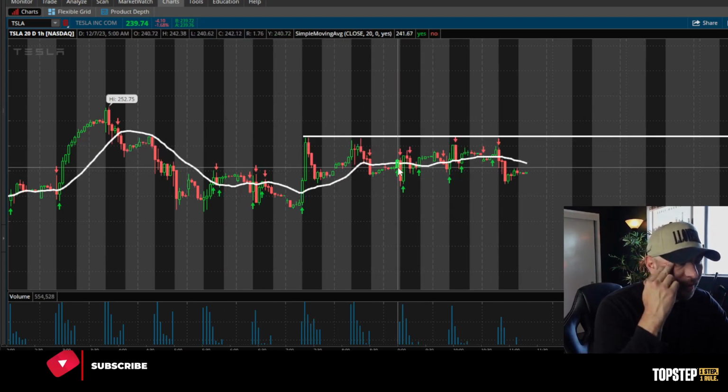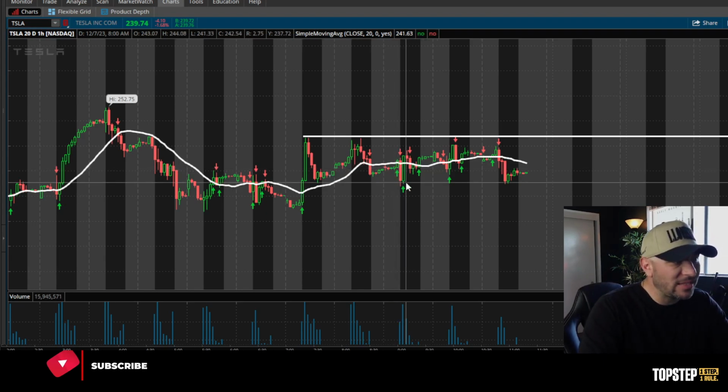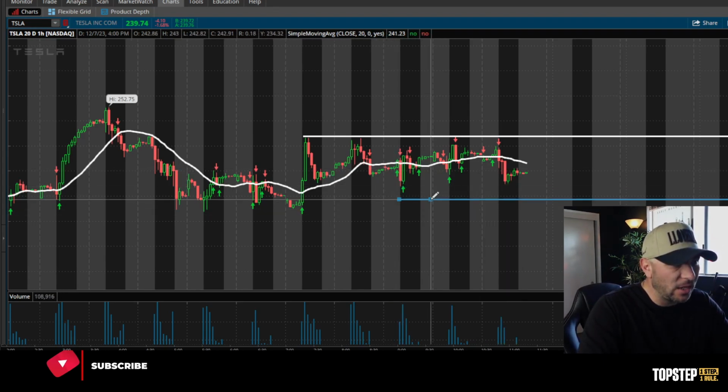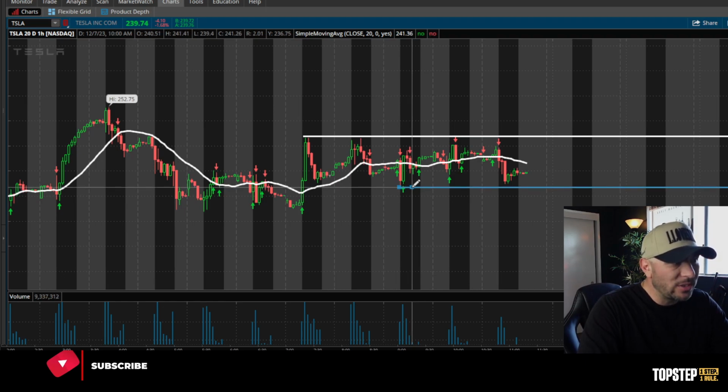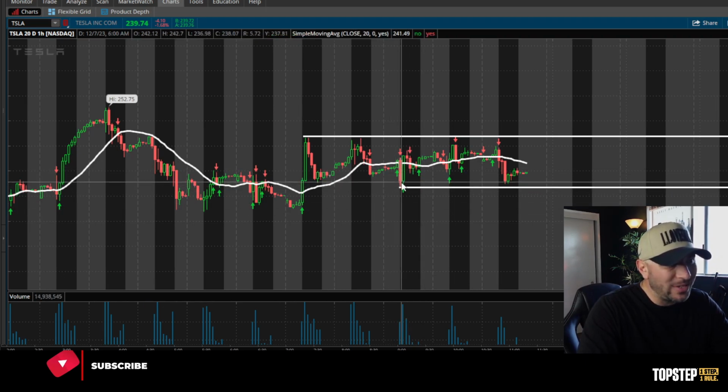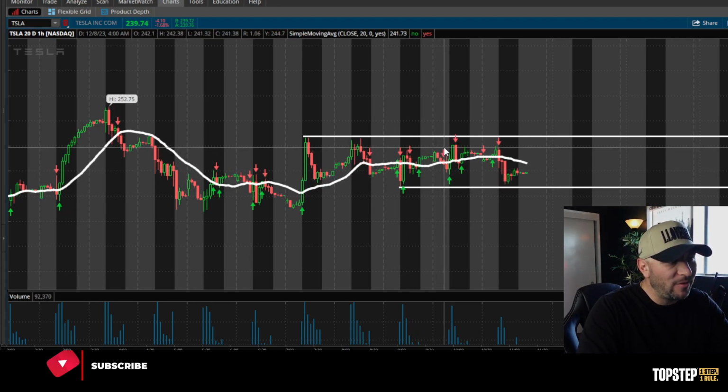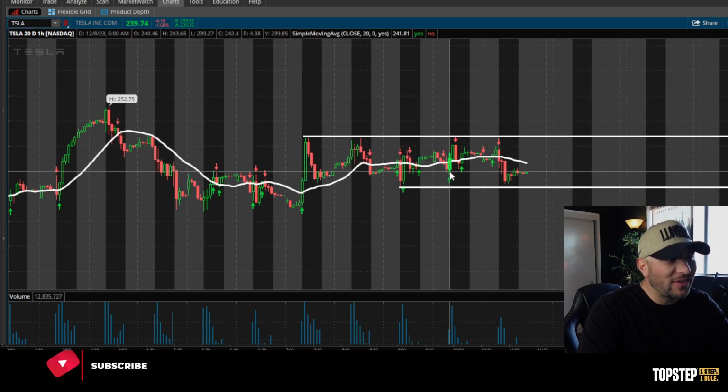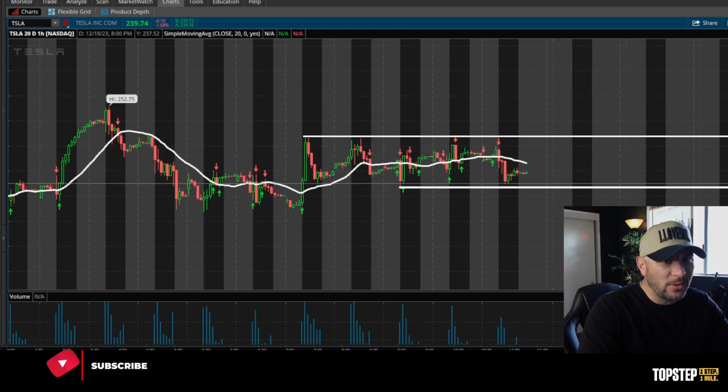I'm going to also let my eyes look to the downside, and I want to find some areas of support. This is going to be my demand. Notice how we tagged this area at 236.75. We put in a little bit of a bounce, we put in a little bit of a higher low, we put in a little bit of a bounce, and we came right back down to, but never lost, 236.75.